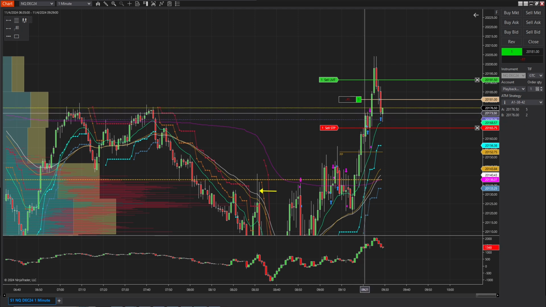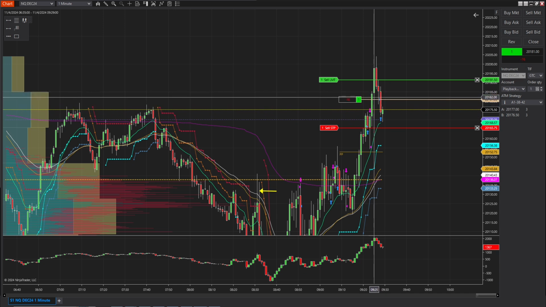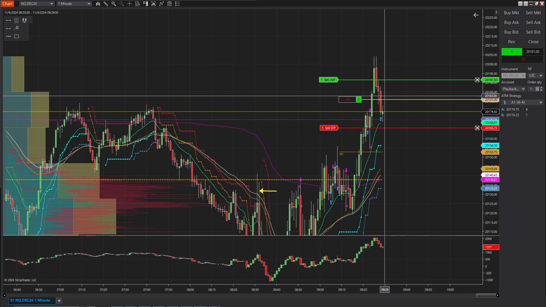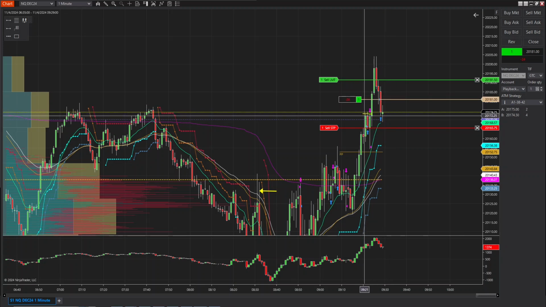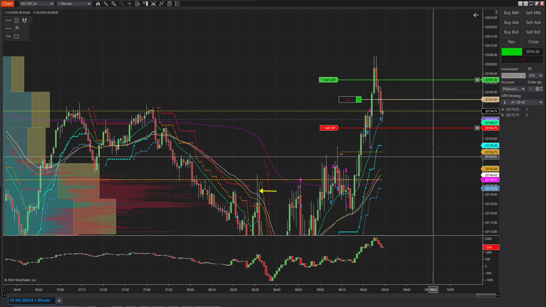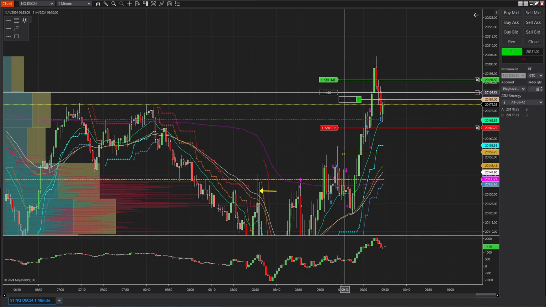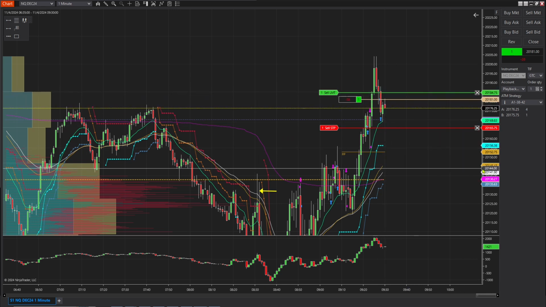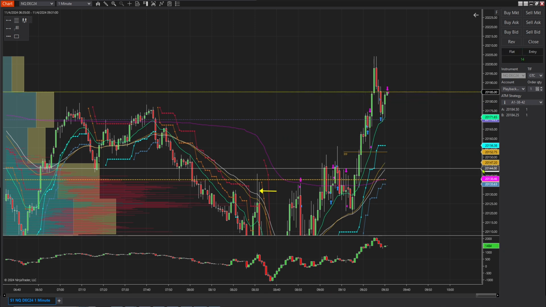So the good entry point again was here. Instead of looking at that tail, I should have looked at this area. And right now I just want to get out at the top of this bar if it reaches there. Target filled.